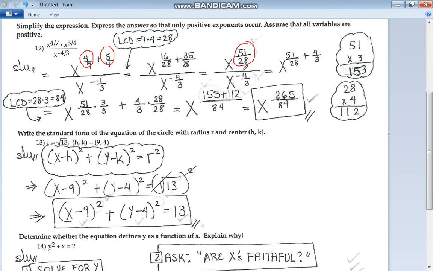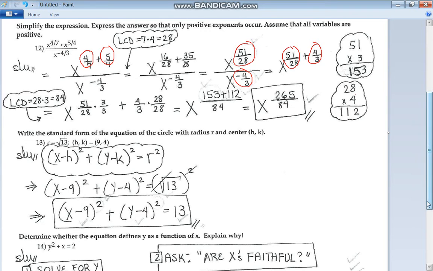Okay, so we are subtracting the bottom exponent, but it's a double negative here, so that makes it a positive. Now we need another common denominator. It's going to be 84. Rewrite each of these fractions with a common denominator 84. We get 153 over 84 plus 112 over 84. Add across the top over 84. x to the 265 over 84. Now that's a positive exponent, and we don't need to break that apart any further. Just leave it just like that.